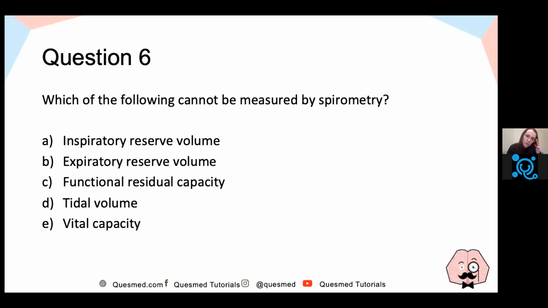Okay. So we've got 50% saying functional residual capacity, and then a few for inspiratory and expiratory reserve volume. Okay, so the correct answer is functional residual capacity.